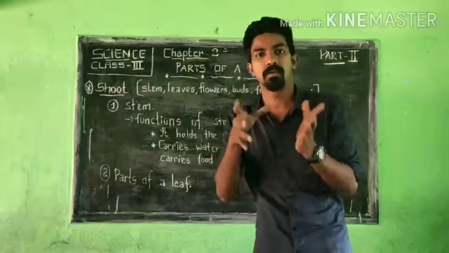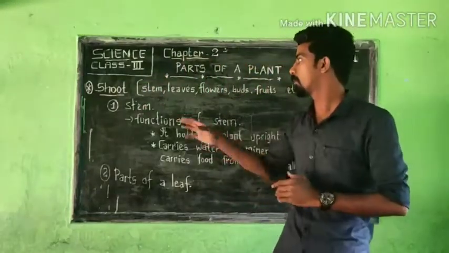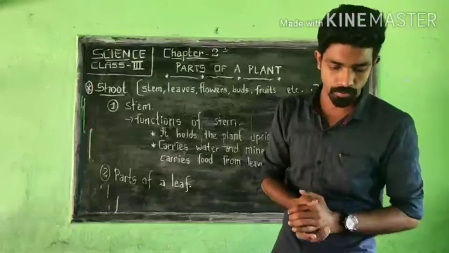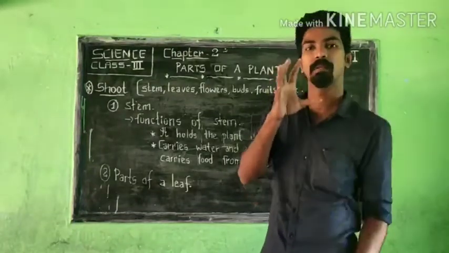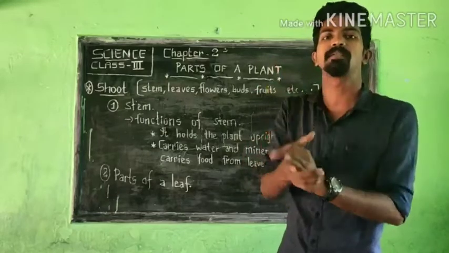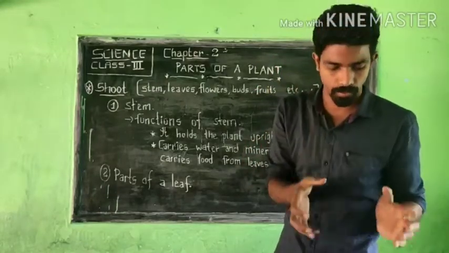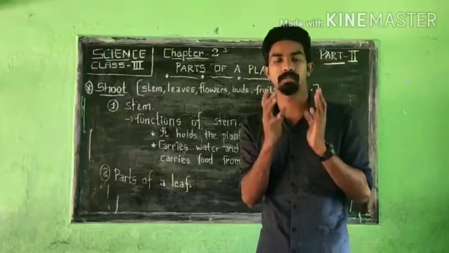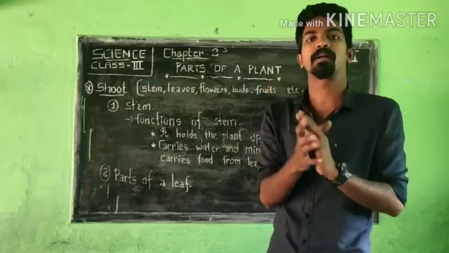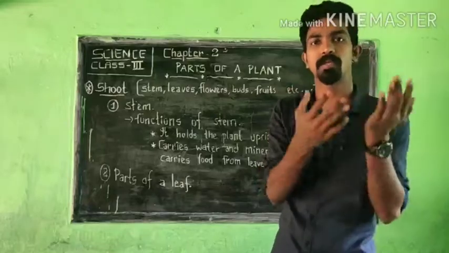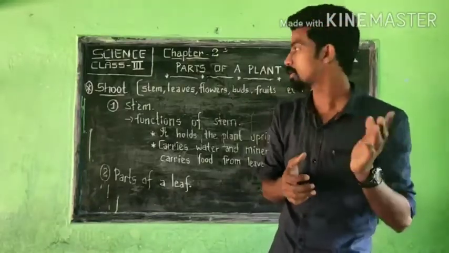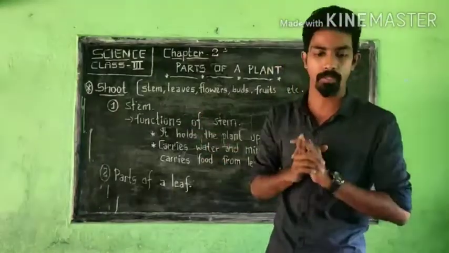The plant stands with the help of this strong stem. Because of the stem, because of that posture, the plant is getting enough sunlight. While standing straight in the soil, the stem helps the plant get enough sunlight. So that is also one important point about a stem.